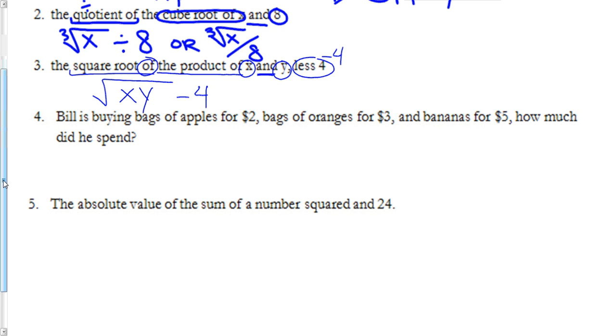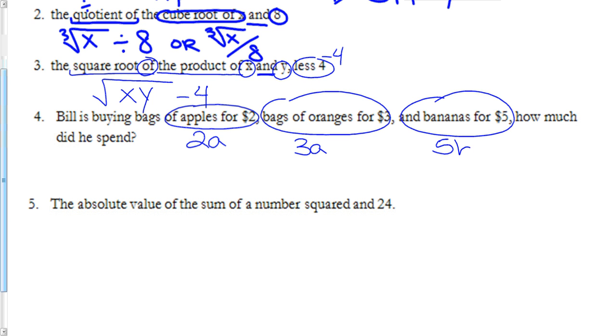Number 4, Bill's buying bags of apples for $2, bags of oranges for $3, and bags of bananas for $5. How much does he spend? We do not know how much he buys. He might buy 3 bags of apples, 2 bags of oranges, and 3 bunches of bananas. We don't know. When we don't know something, we use variables. So apples for $2, we're going to write as 2a. Bags of oranges for $3, we're going to write as 3a. And then bananas for 5, we're going to write as 5b. Sorry, let me backtrack. Oranges are not going to be 3a. We need a different variable than apples. So oranges are going to be 3o.